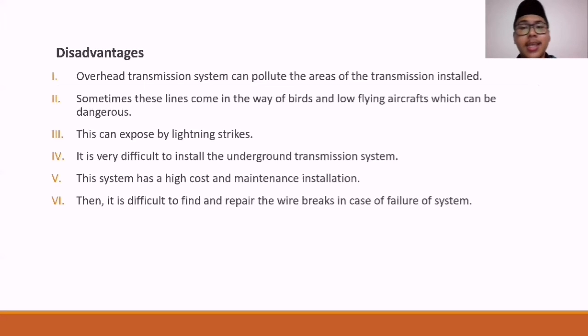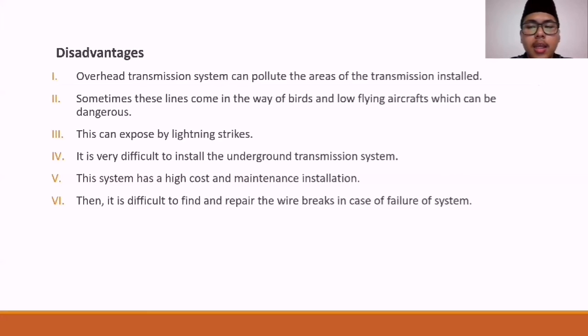Next, sometimes these lines come in the way of birds and low-flying aircraft, which can be dangerous. Next, it can be exposed to lightning strikes. When it rains, there will be lightning strikes. So there is a high chance that the transmission lines can be exposed to lightning strikes.